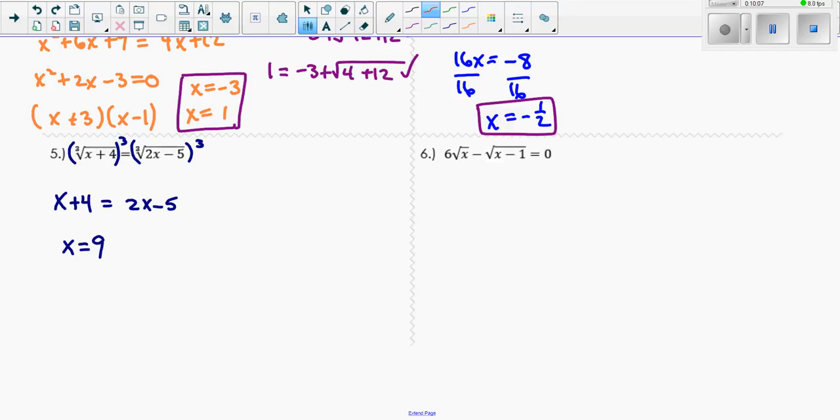So 9 plus 4 is 13, and the cube root of that. I want to know if that equals 9 times 2 is 18, and 18 minus 5, and the cube root of this as well. Again, the cube root of 13 is not a nice number, and I really don't care what it is, because this also is the cube root of 13, which means whatever the cube root of 13 is, it's obviously equal to itself. So this works, which means this is a solution.